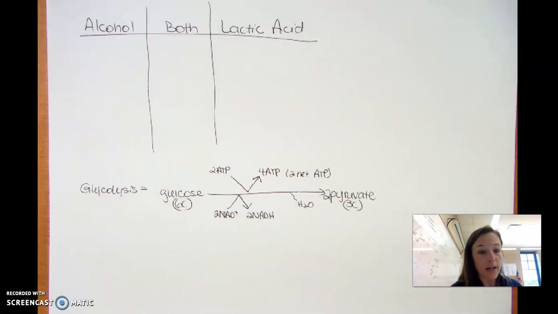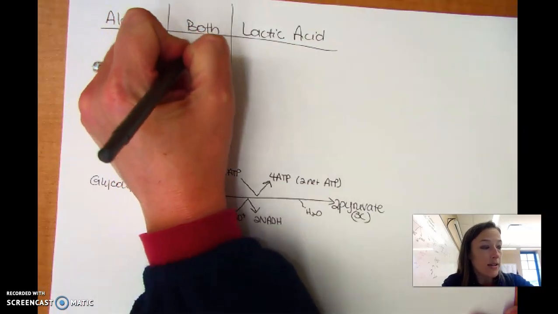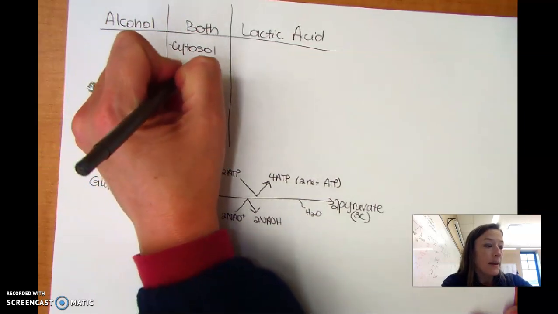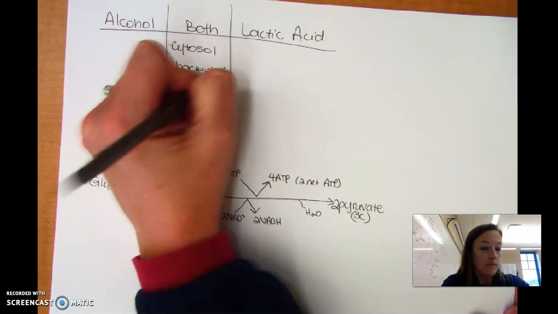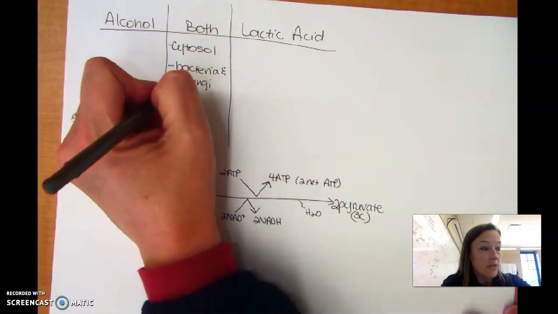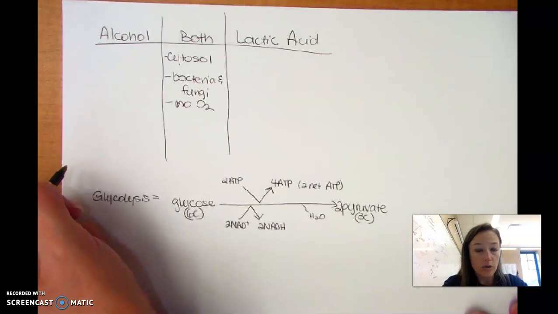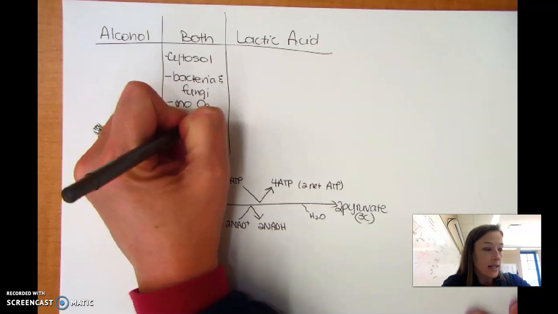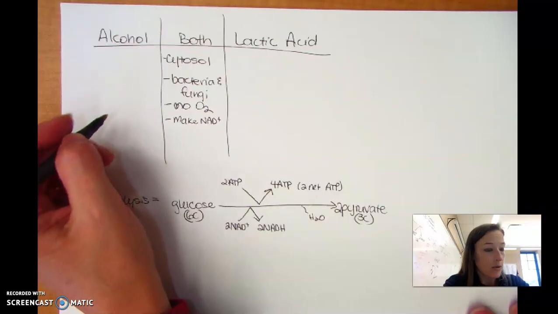All right, I can compare alcohol and lactic acid fermentation. So some ways that they are both similar. They both occur in the cytosol, okay? They are both done by bacteria and fungi, okay? Both of them, of course, do not use any atmospheric oxygen, so no O2. They both regenerate or make NAD+, which is why glycolysis keeps going.